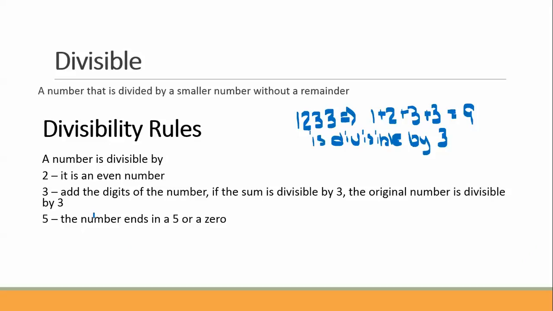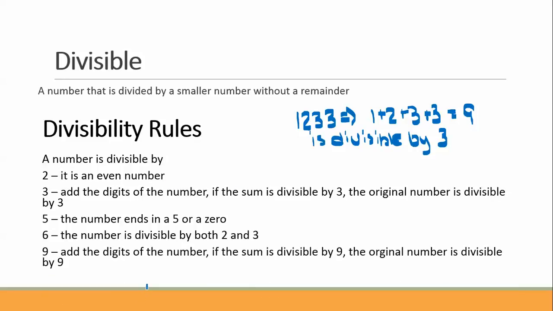A number is divisible by 5 if the number ends in a 5 or a 0. A number is divisible by 6 if the number is divisible by both 2 and 3. So that means that you do the divisibility rule for 3 and it's an even number. There is a rule for 7, but it's really convoluted, so you don't have to worry about the divisibility by 7. A number is divisible by 9 if we add up the digits and the sum of the digits is divisible by 9. The original number is divisible by 9.